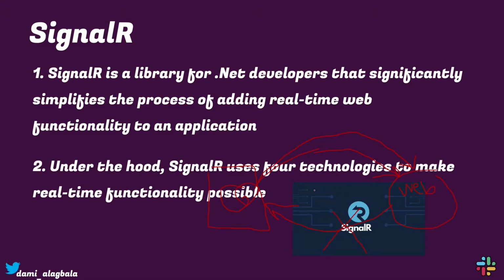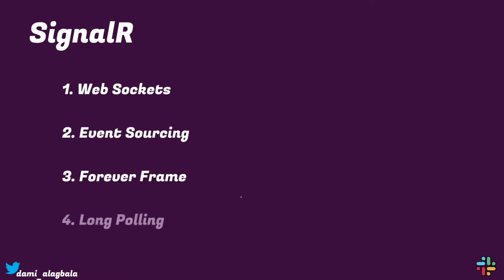Under the hood, SignalR uses 4 technologies to make real-time functionality possible. These 4 technologies include WebSockets, event sourcing, forever frame, and long polling. Now, all of this technology is wrapped into SignalR. Microsoft isn't reinventing the wheel, right? So it basically leverages existing technology, the most famous amongst all of them being WebSockets, and that's why it's listed first. Almost all the time, SignalR would initiate a real-time connection using WebSockets.